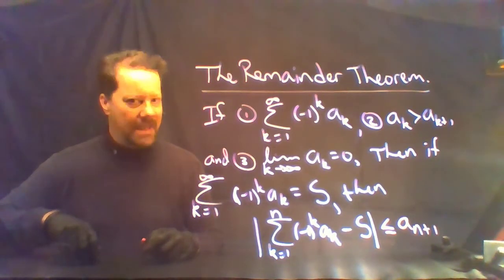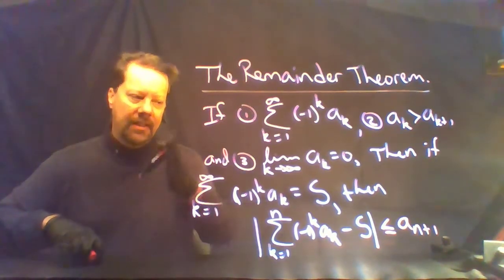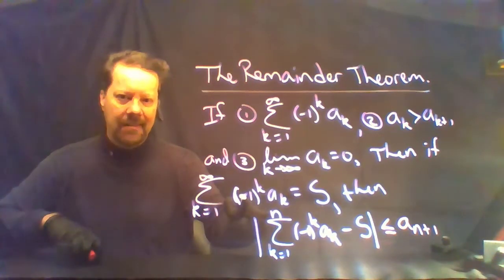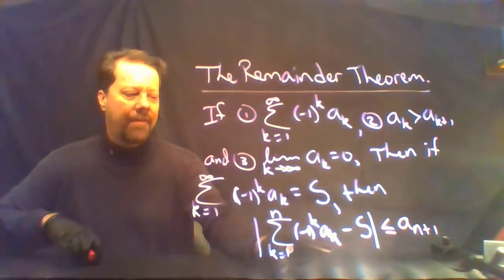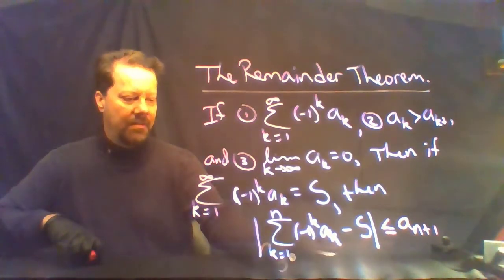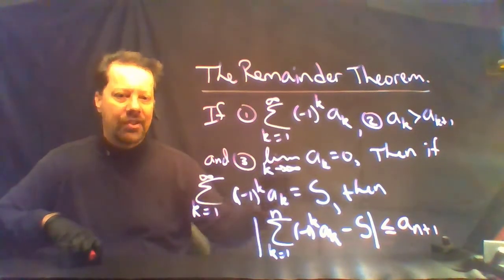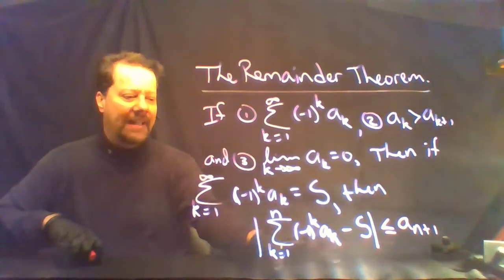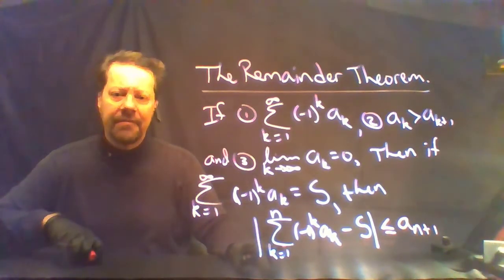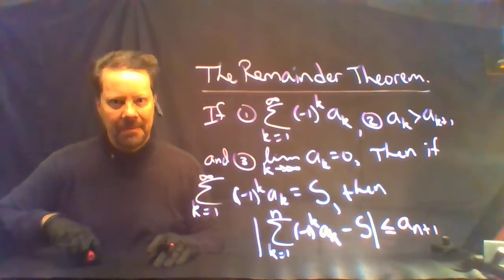What does this mean? This means that if you chop an alternating series off at some value of n, how far off are you from the ultimate sum? You're going to be only an approximation because you're truncating the series by chopping off the tail and only adding up the first n terms. How far are you off? No worse than the very next term.